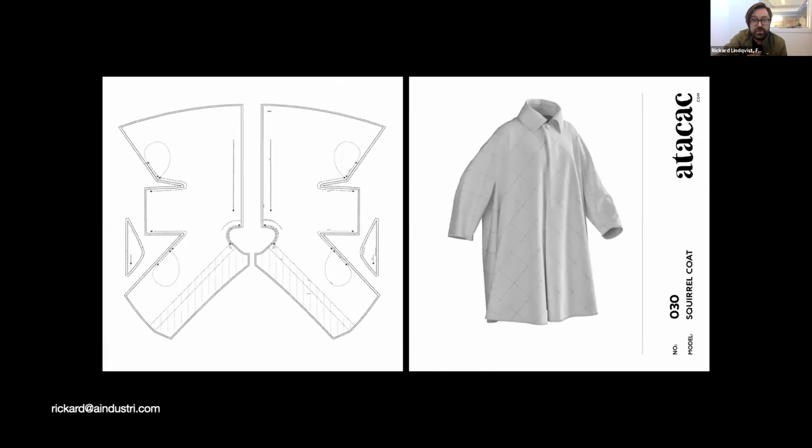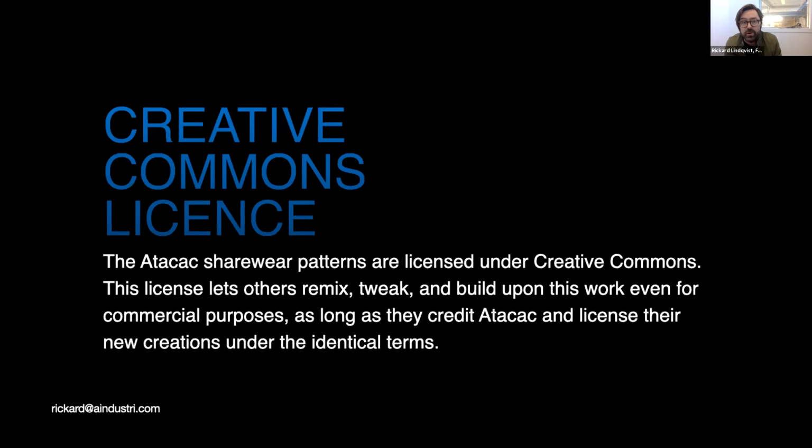So it could look like this. And on this, we put a Creative Commons license, meaning that anyone is allowed to use these patterns commercially as long as they credit us back, and also license them further on identical terms.